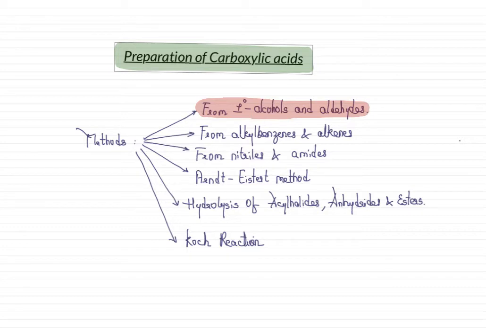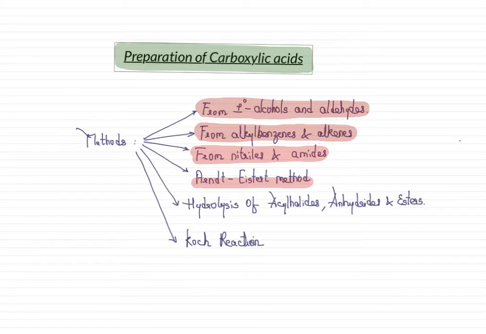The second is from alkyl benzenes and alkenes. So that's the second method that we would cover. These two would be covered in the first video that we take up. And after that, in the next video, I would be talking about how to prepare carboxylic acids from nitriles and amides.